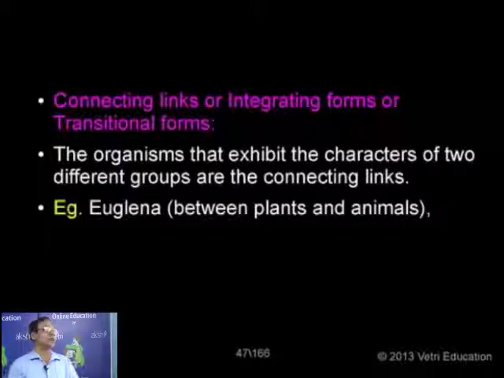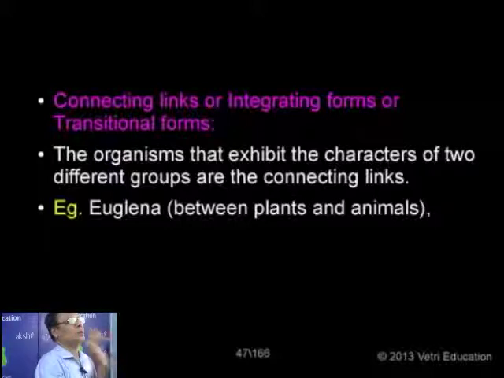For example, the simplest one, Euglena, a protozoan. As it contains chloroplast, it exhibits photosynthesis. So as it has chloroplast, it acts as a connecting link between plants and animals, having the characteristics of both plants and animals.